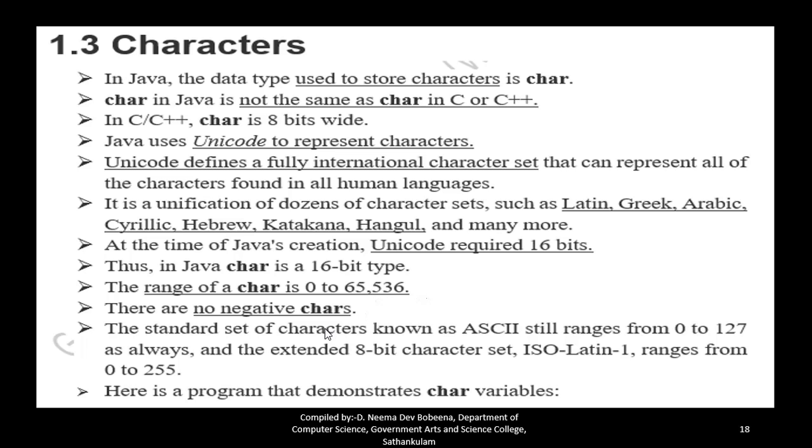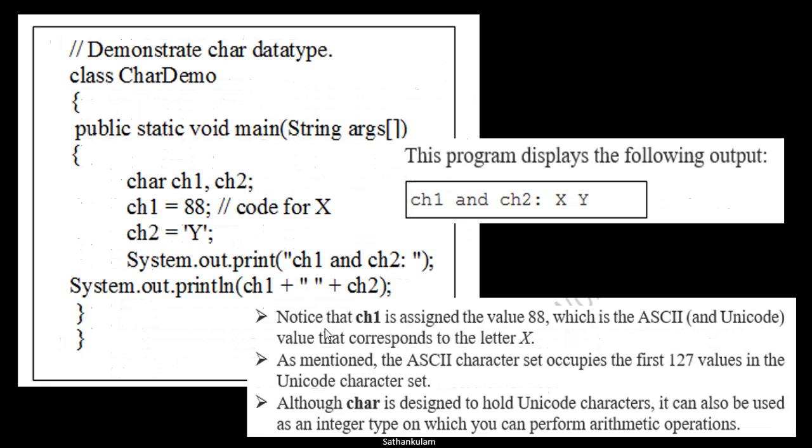Now we are going to see a program which uses char type variables. Here we can see char ch1, ch2. We have declared two character type variables. ch1 is assigned 88, which is the code for the capital letter X, and ch2 is assigned Y. When we print ch1 and ch2, it will display X and Y, because 88 represents X.